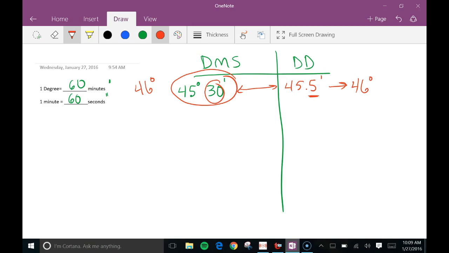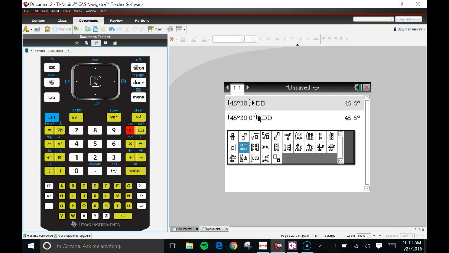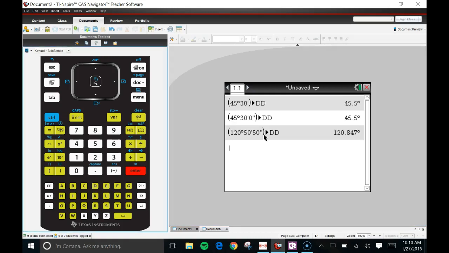Another example for you to try would be 120 degrees, 50 minutes, and 50 seconds. If we go into our handy dandy calculator, we definitely need to use the palette here to do it. We're going to select our form, and we're going to put in 120 degrees, tab over to 50 minutes, tab over to 50 seconds. Again, catalog, convert to decimal degrees, and there's our answer, 120.847.